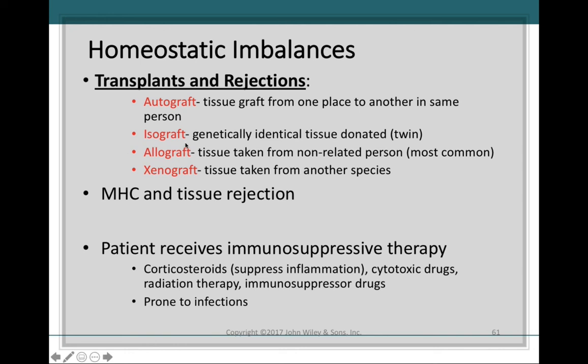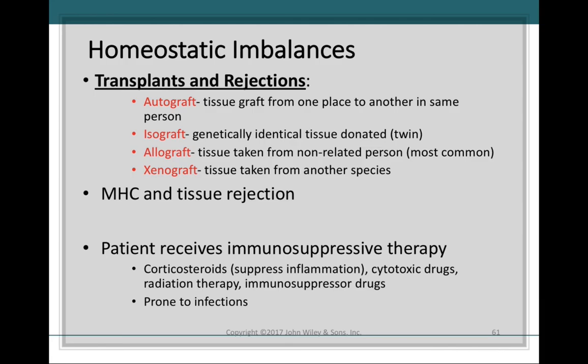Isografts are another type of transplant that are also generally successful, as isografts refer to transplants that are taken from a genetically identical person. This would be an identical twin. While autografts and isografts are the most successful types of transplants, allografts are the most common types of transplants. Allografts are when tissue is taken from one person and transplanted into another person that is unrelated. Oftentimes, the transplant that is needed is for an organ that is failing in the person, so we don't have an extra one sitting around.